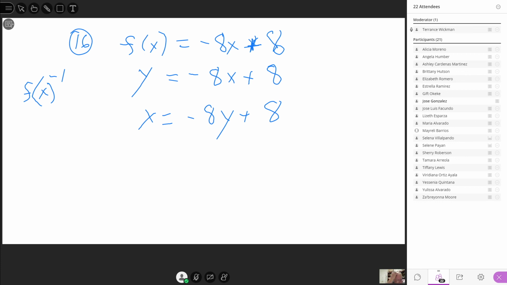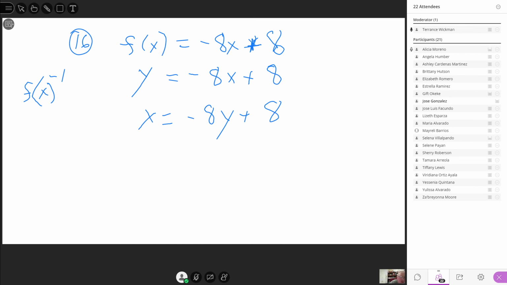Everybody okay with that so far? Is it just because it says inverse? Yes. Inverse, remember? x is y, y is x. It switches. So we okay so far? Yes. Okay, now, in order to make this right, we got to get y by itself.